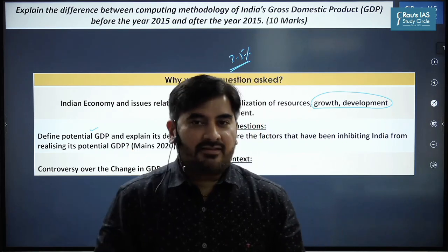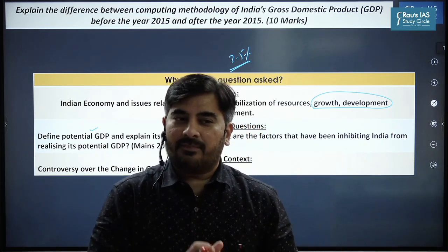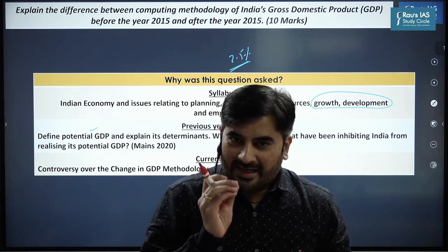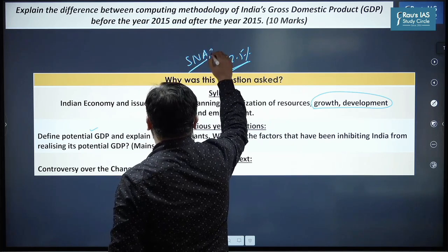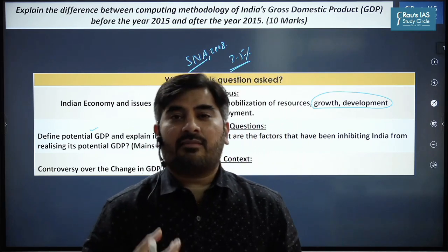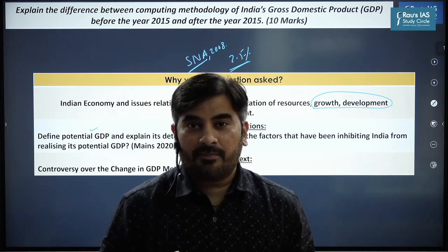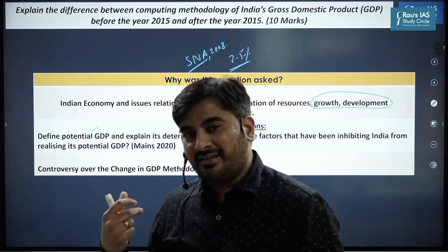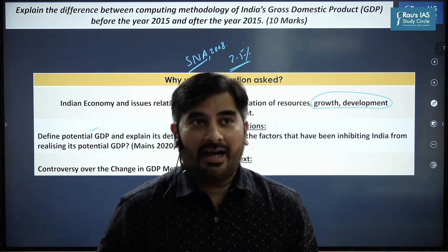Whereas the government's point of view was that whatever changes we had introduced as far as the GDP methodology is concerned, these changes were introduced to align the GDP computation methodology in line with the international standards known as System of National Accounts. So we have something known as System of National Accounts 2008. It is an international standard, an international benchmark, which countries across the world use in order to estimate the GDP. This international standard has been developed by international organizations such as United Nations, World Bank, IMF, etc.